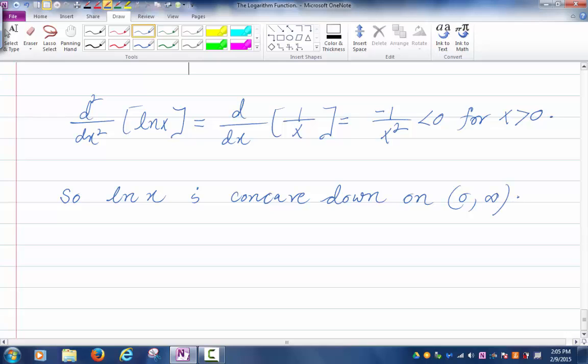Everybody agrees with that? Now in WebAssign you should always write parentheses around x, okay? Otherwise you might get an error. In WebAssign, when you are writing ln of something, always use parentheses.